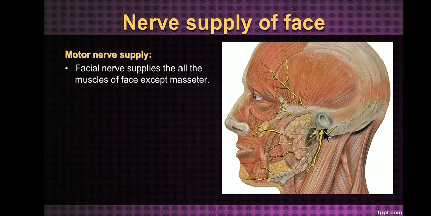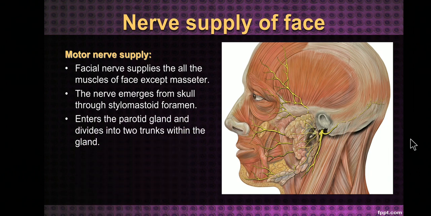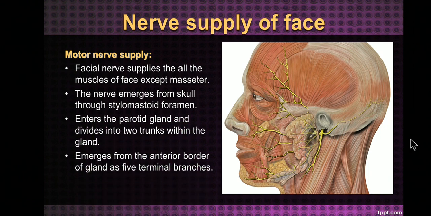Now, the facial nerve emerges out of the skull through the stylomastoid foramen. After it emerges, it immediately enters the posteromedial surface of the parotid gland, and it divides into two trunks, an upper trunk and a lower trunk. But ultimately, 5 terminal branches emerge from the anterior border of the parotid gland. They are like the spread fingers of our hand.